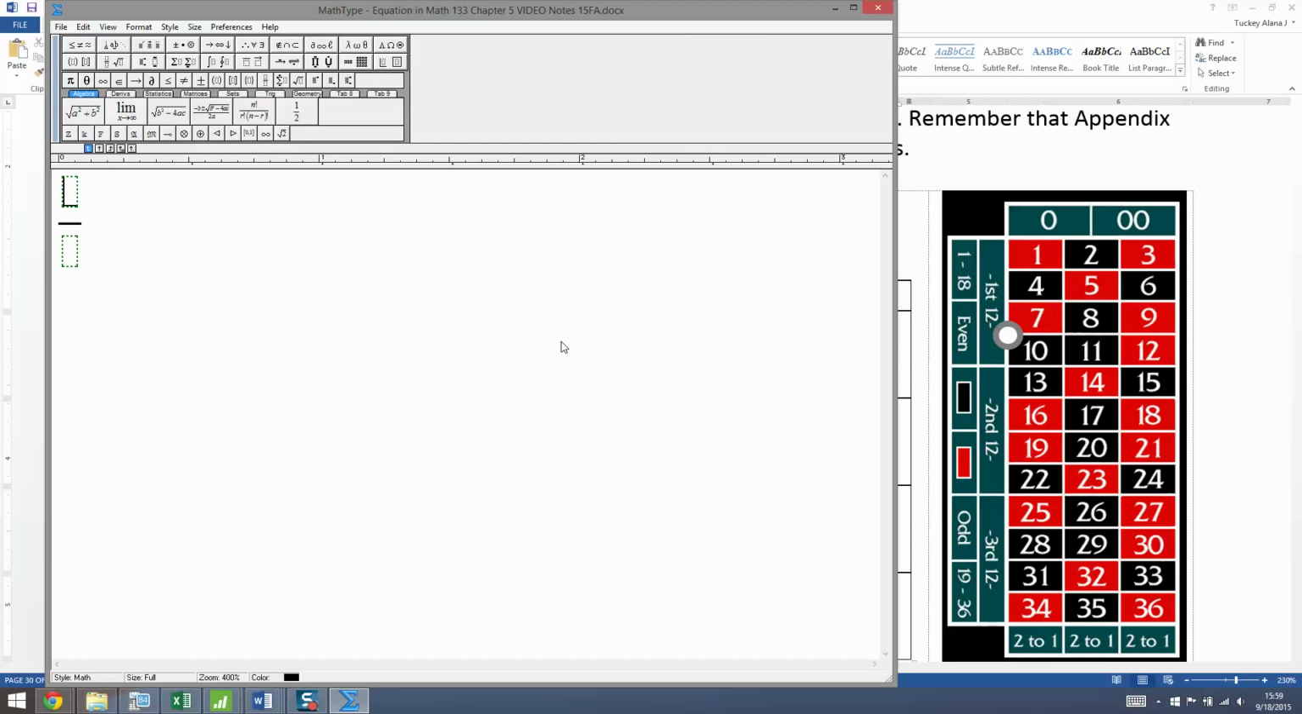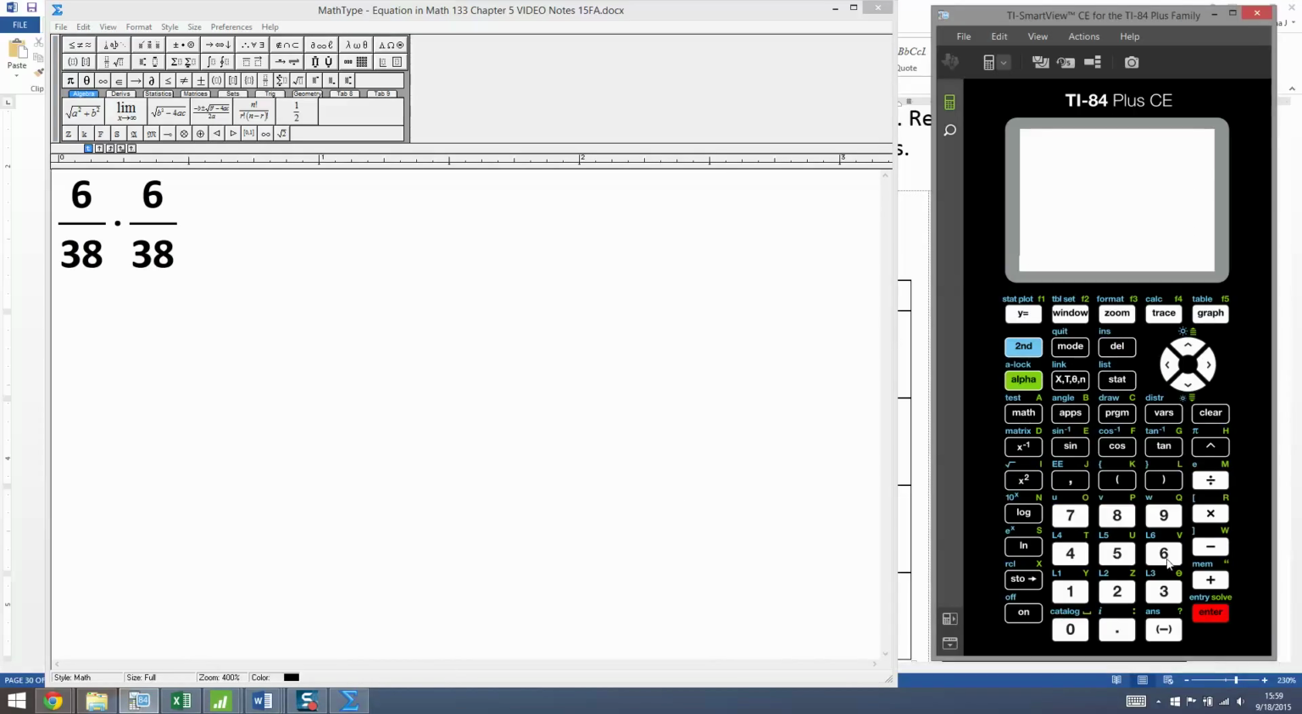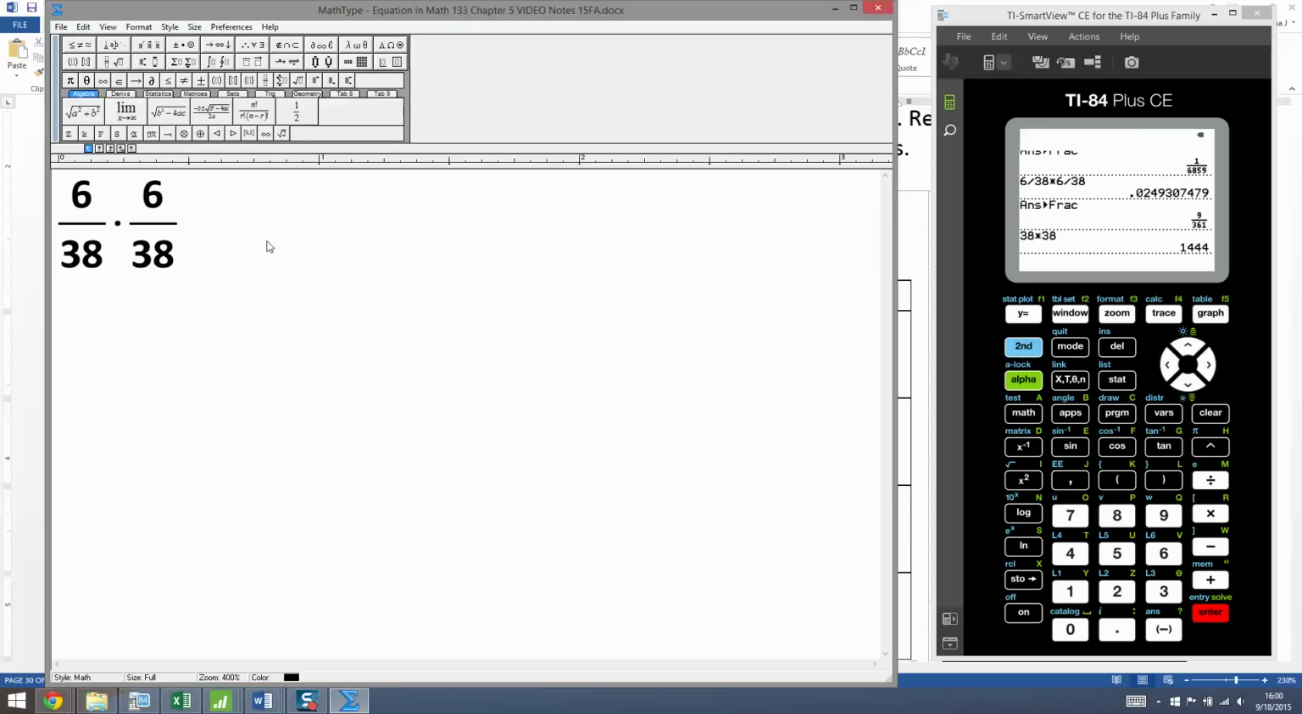So winning and winning, let's think. There are 6 numbers that you're betting on out of 38, and it's 2 times in a row. So using the multiplication rule, it's 6 out of 38 times 6 out of 38. I'm not even going to do the reduced fraction. The numerator is 36, the denominator is 1444, and that's approximately 0.0249.